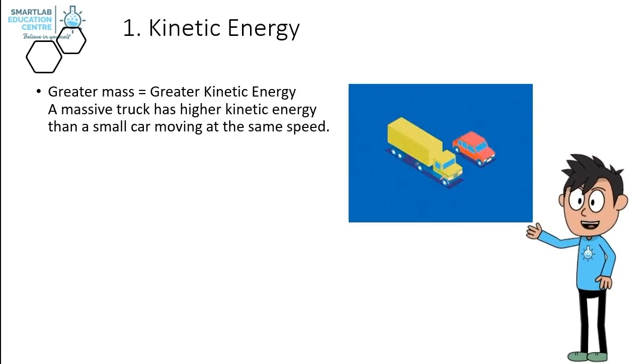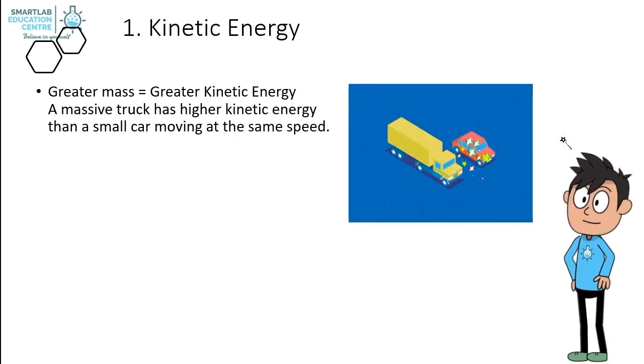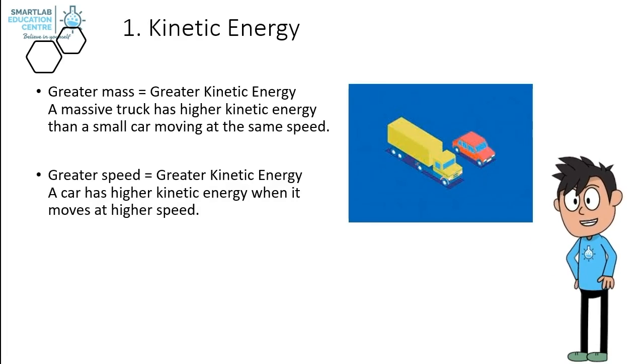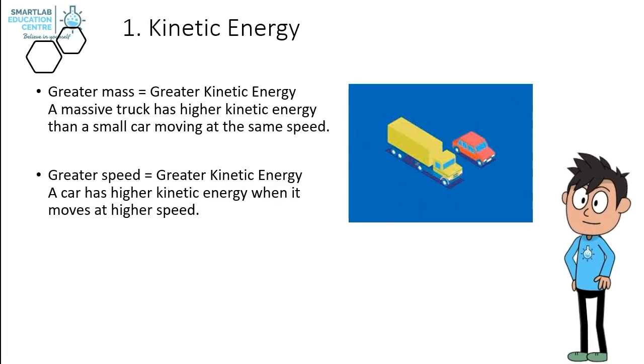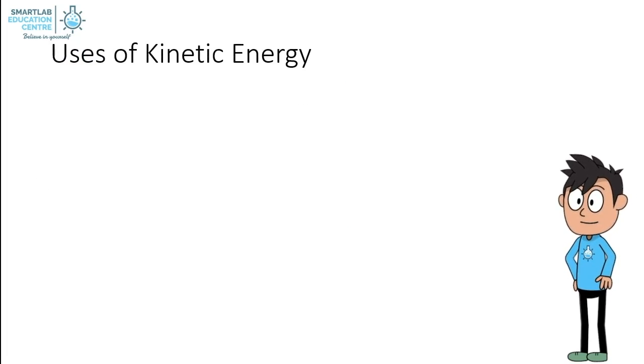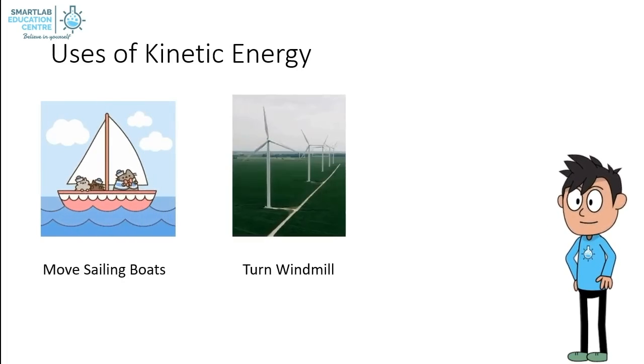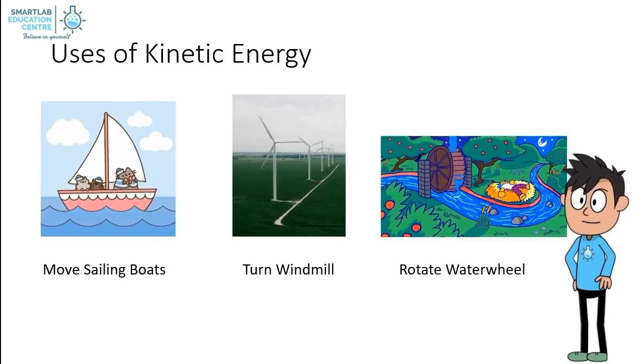A massive truck has higher kinetic energy than a small car moving at the same speed. The greater the speed of the object, the greater its kinetic energy. A car has higher kinetic energy when it moves at a higher speed. Uses of kinetic energy. It is used to move sailing boats, turn windmills, and rotate water wheels.